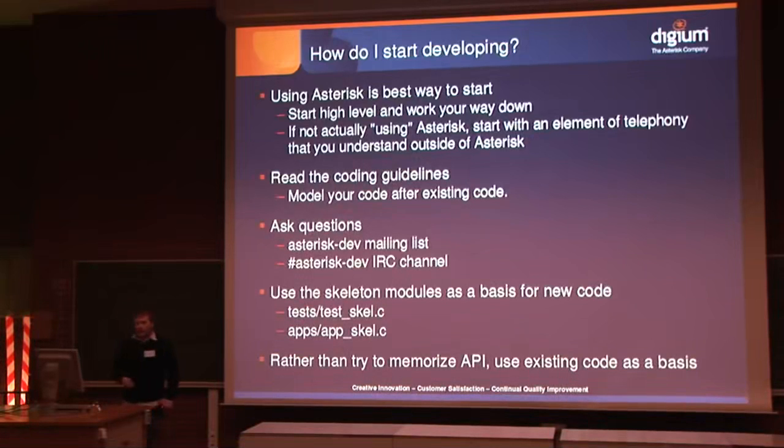And sort of on the same lines as reading the coding guidelines, if you have some function that you want your new code to do, for instance, Asterisk is highly configuration file driven. So if you want your new module to be able to read a configuration file, you could try to go and memorize the API, but that seems kind of silly when you could just use code that already reads a configuration file and use that instead.